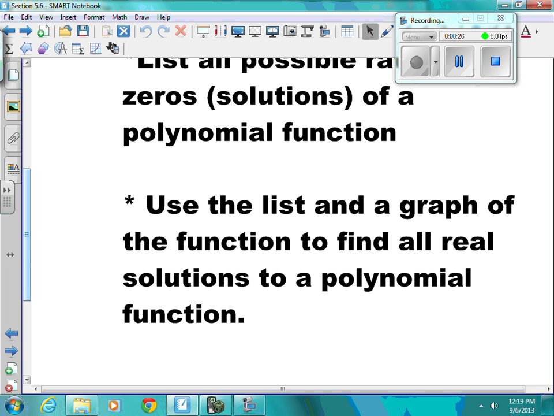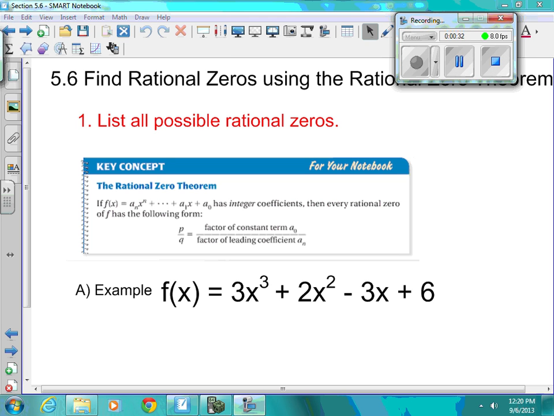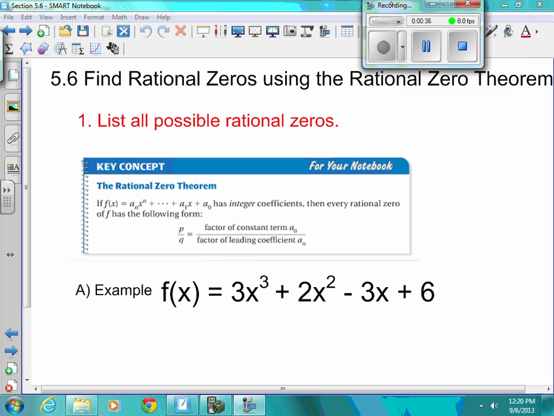Make sure you have it here at the top of the notes. So I know you copied the correct ones there. So finding rational zeros using the rational zero theorem. That's how we're going to find rational zeros.